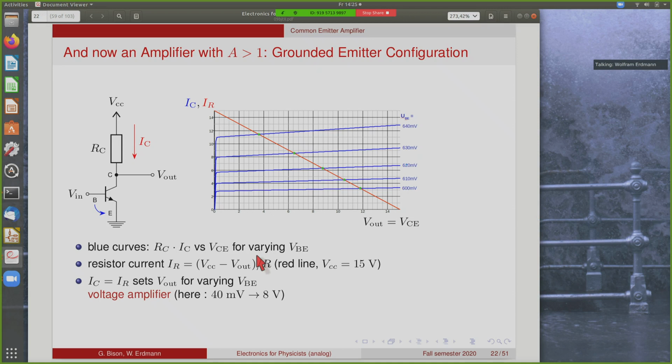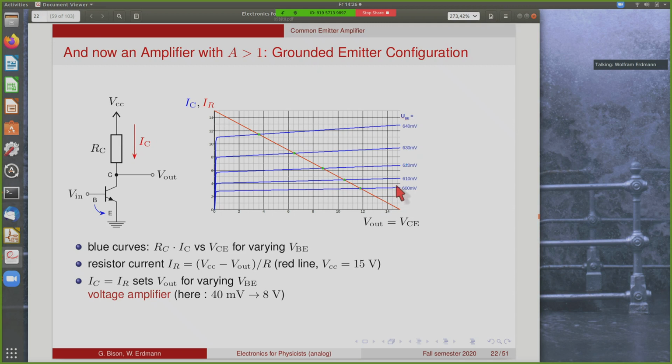For each value of the base emitter voltage, the output is found by requiring that the collector current and the current through the resistor are equal, unless there's, of course, a load here at the output, which we neglect for the moment. So we have to find for each of these values of the base emitter voltage the intersection point of the blue curve for the transistor and the red curve for the resistor.